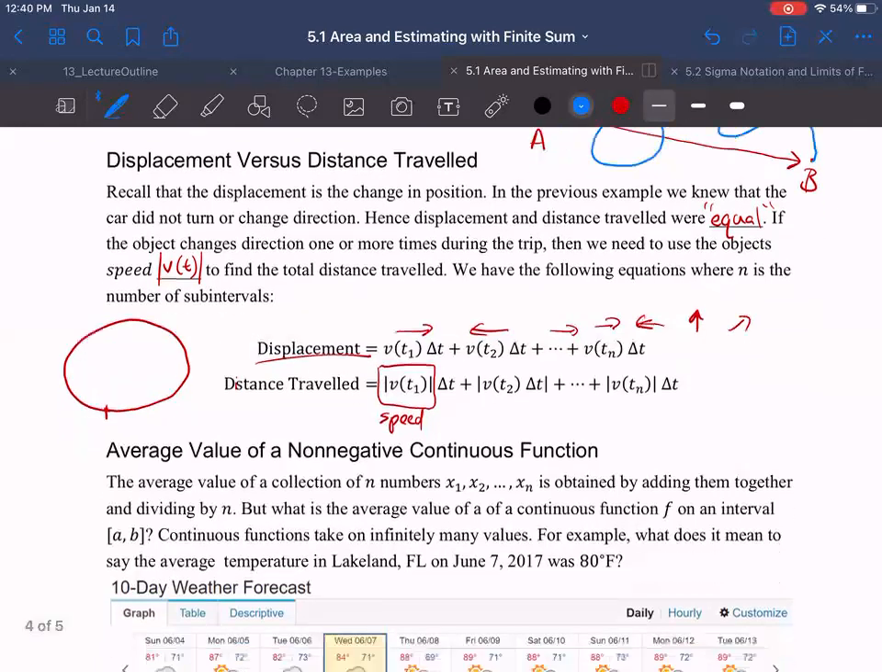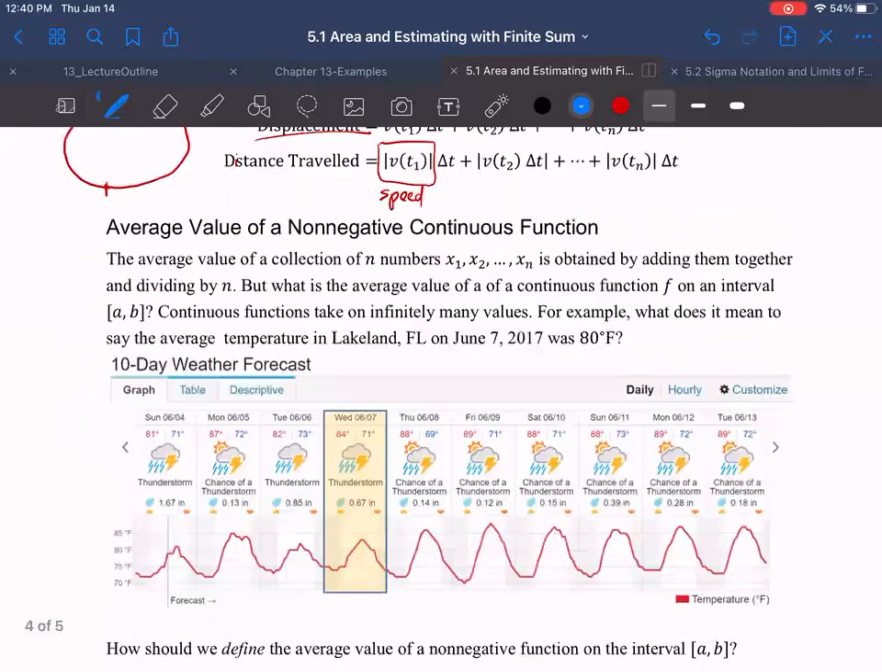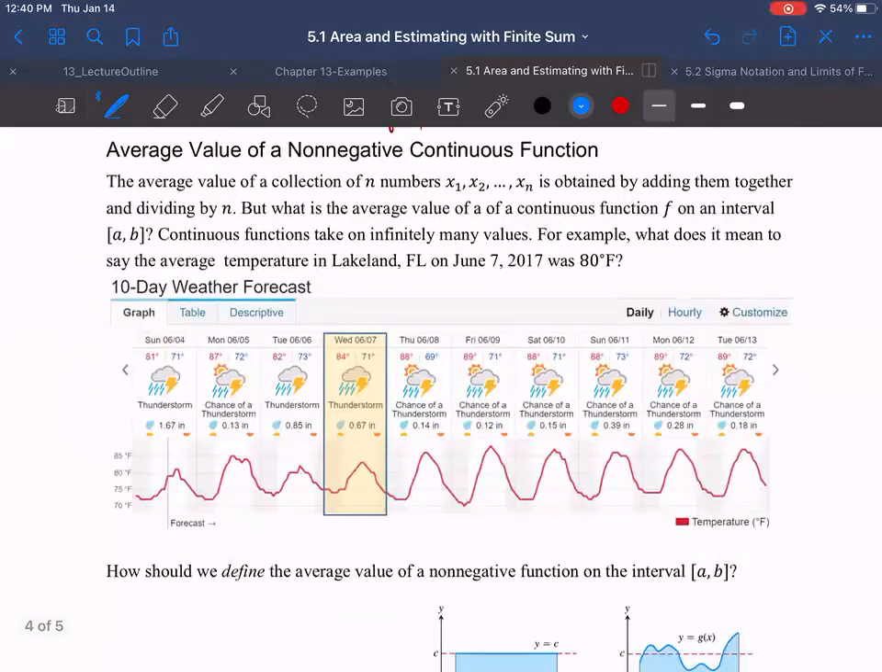All right. Now, one more thing we want to look at here is the average value of a non-negative continuous function. The average value of a collection of numbers is just add them all up and then divide by the number that you added up, or the number of them you had. But what is the average value of a continuous function? And it's actually pretty similar in idea here.